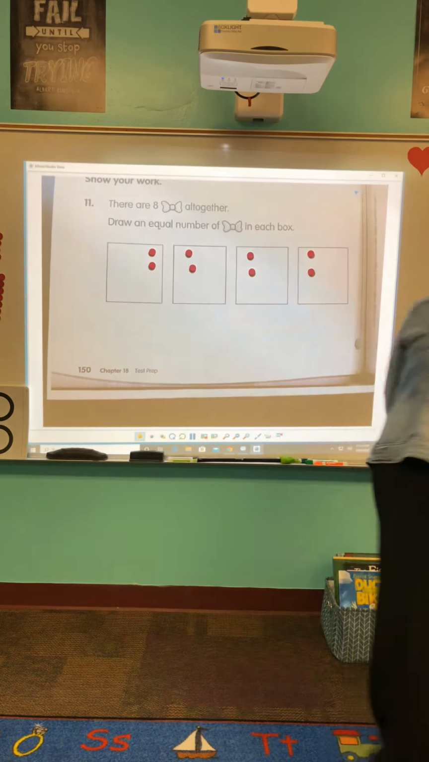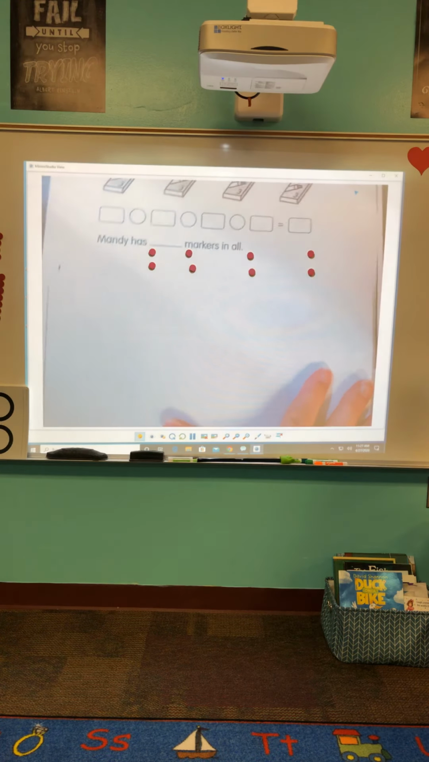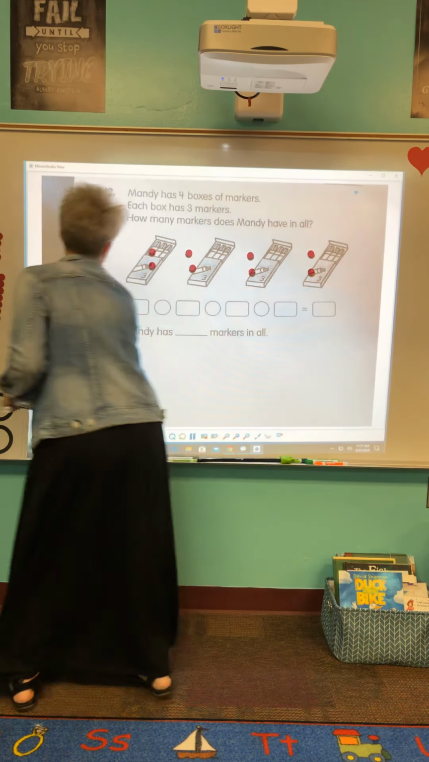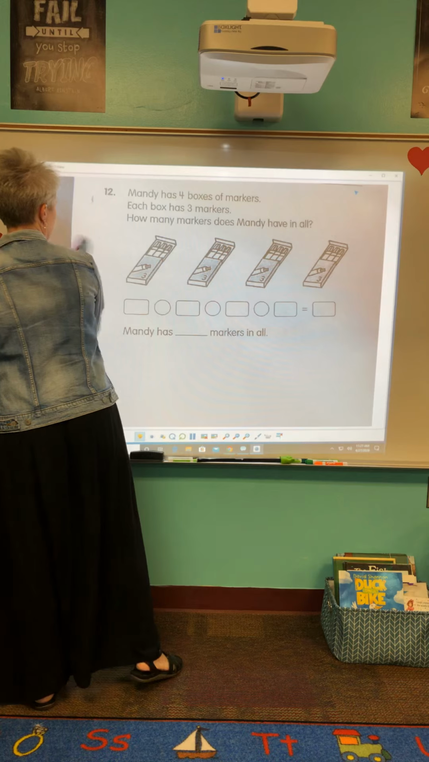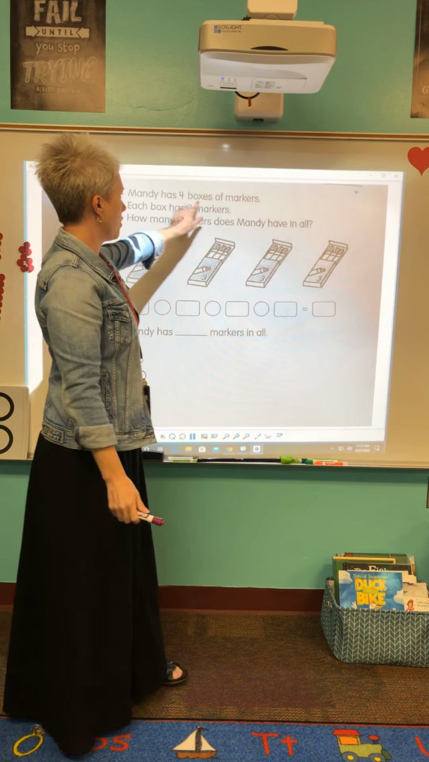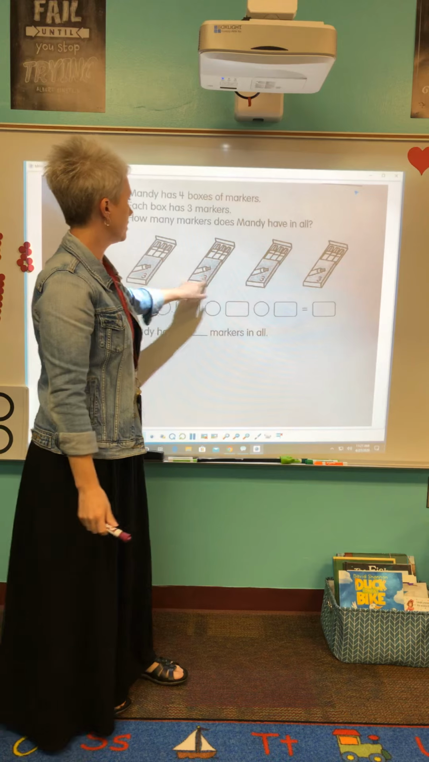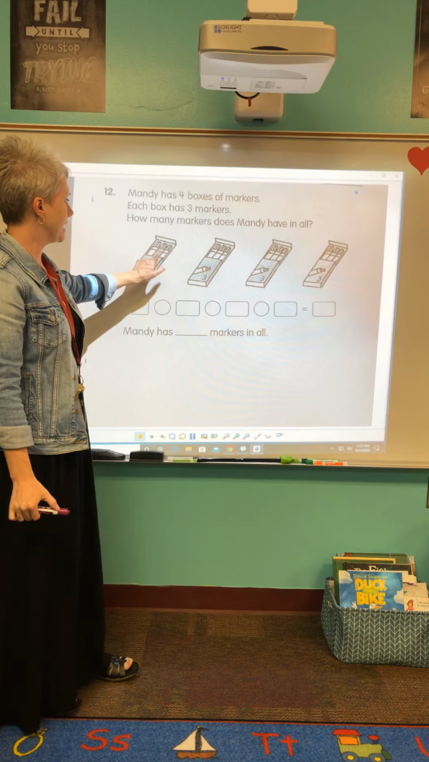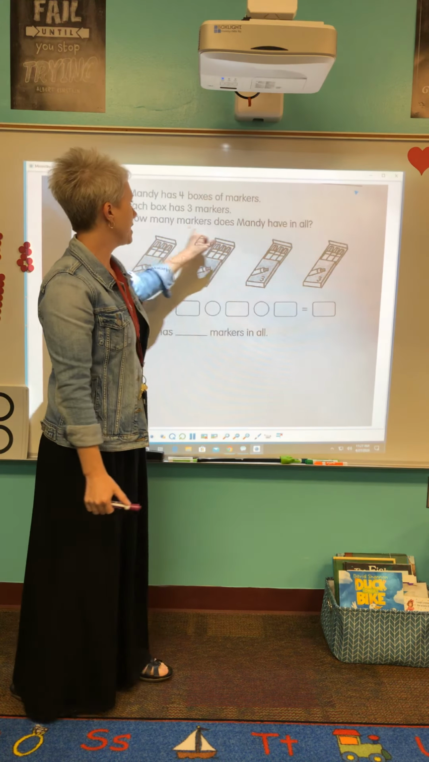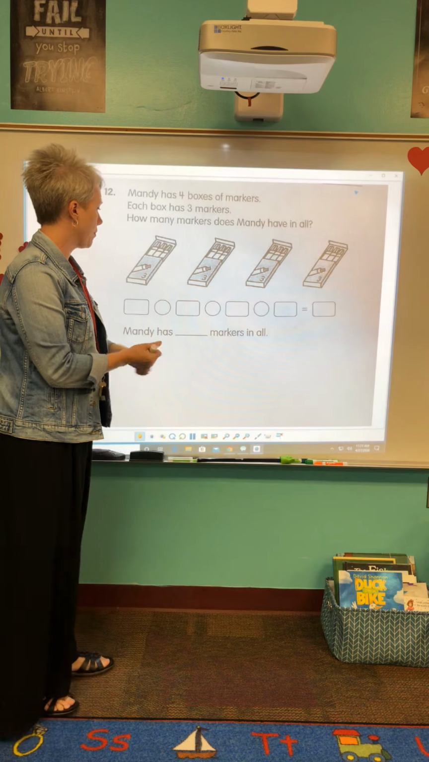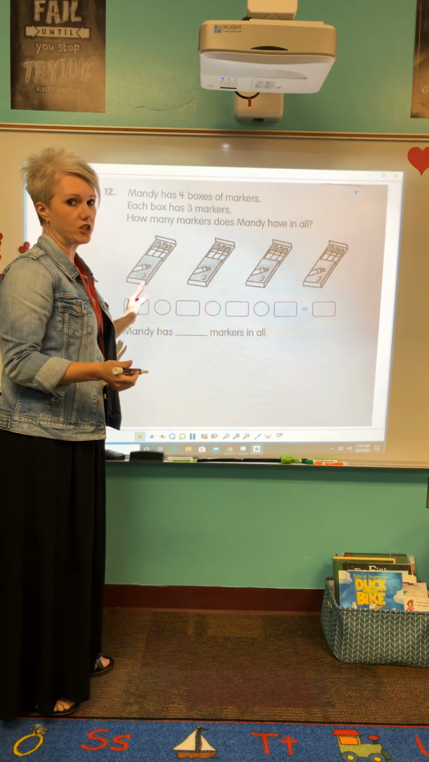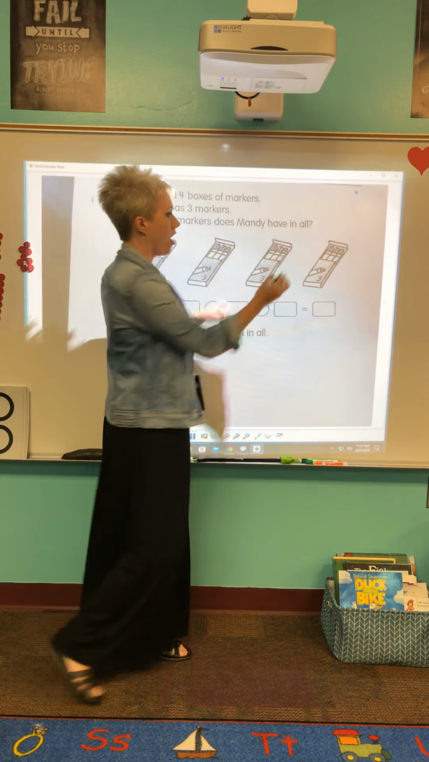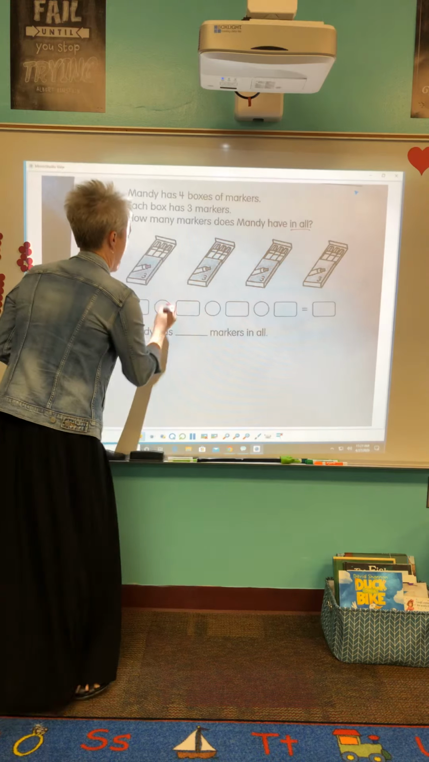Alright, flip your paper, last one. Alright. This one says Mandy has 4 boxes of markers, and here they are. 1, 2, 3, 4. Each box has 3 markers, so each box has 3 markers inside. How many markers does Mandy have in all? So we know that multiplication is repeated addition. Now we want to know how many we have in all. That tells us we're going to add, okay?